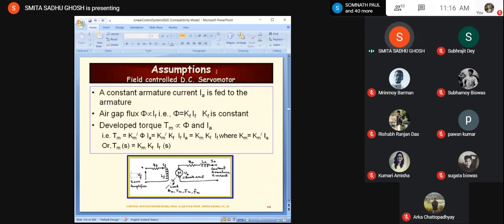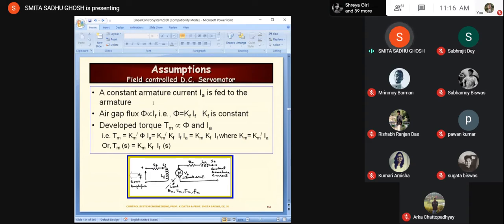So for that now, first of all, we start off with certain assumptions, one of which is that a constant armature current is fed to the armature that we've already stated. So this Ia is assumed to be constant. It is kept constant. Also, we assume that the air gap flux phi is proportional to If.